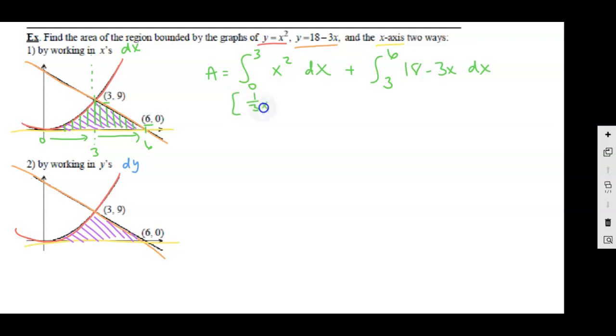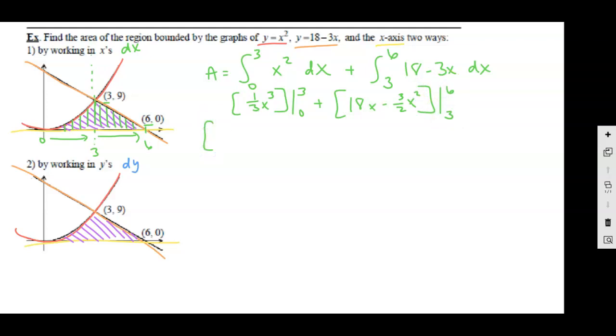All right, let's do this one. Here we go. 1/3 x cubed. That one's going to get evaluated from 0 to 3. The next one would be 18x minus 3 over 2 x squared. That one's going to be evaluated from 3 to 6. And then let's finish it.